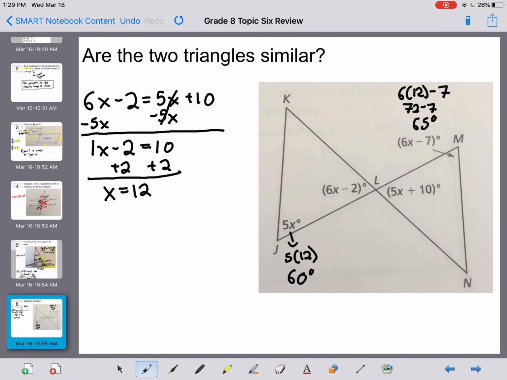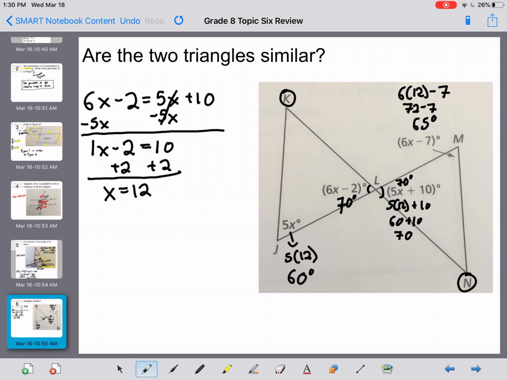Now, I can find the measure of these 2 angles here at the vertex of L. 5 times 12 plus 10. 5 times 12 is 60, plus 10 gives me 70. So this angle measure is 70 degrees, and I know that this angle measure is also 70 degrees because they are vertical angles. I'm still missing the measure of angle K and the measure of angle N.